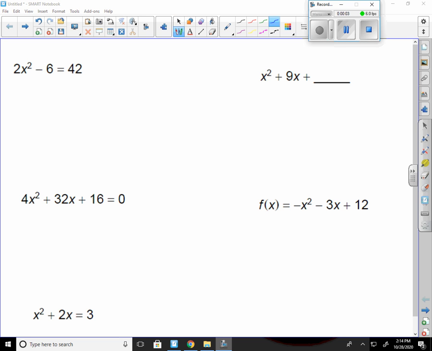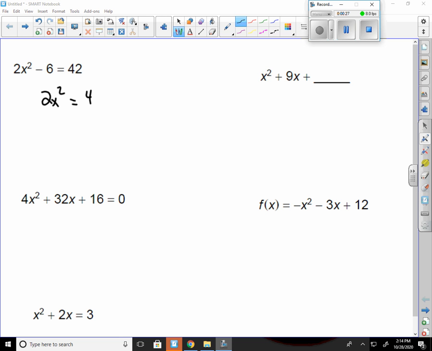All right, we're going to go over some problems that are continuing with our completing the square. First one here is 2x squared minus 6 equals 42. Now the first thing that I can see that I can do is I can add the 6 over.